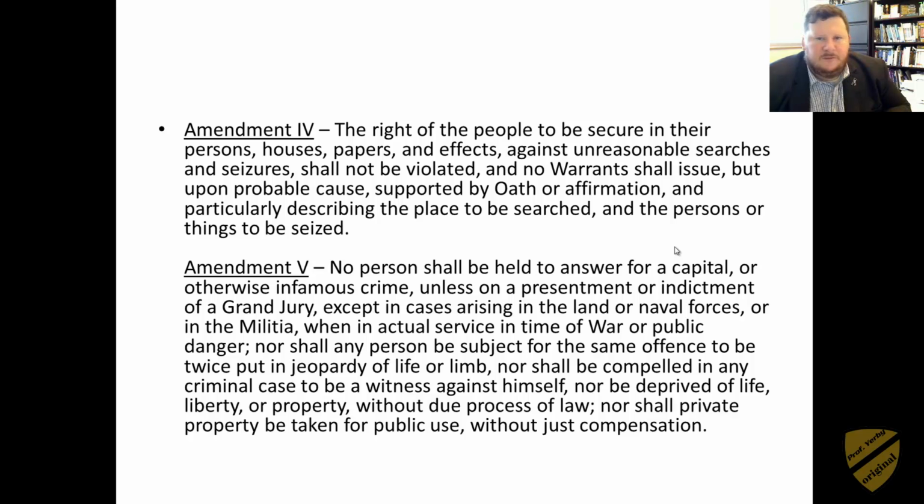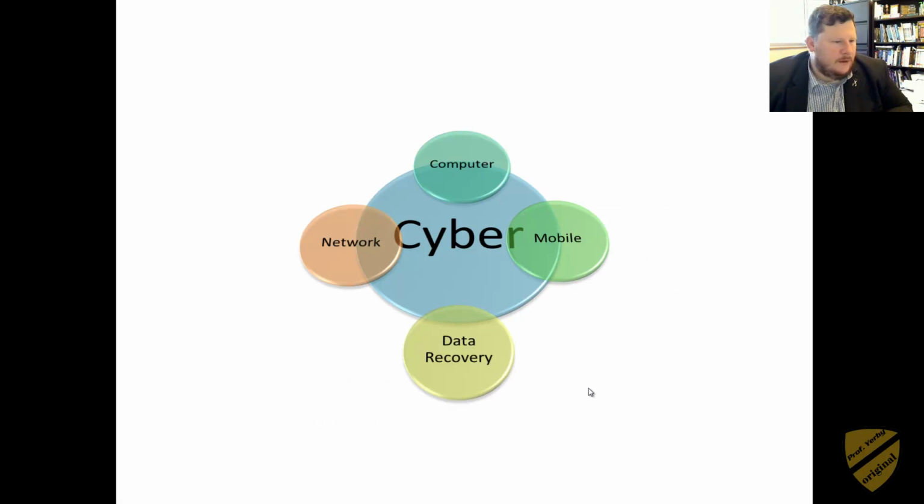Amendment 5, this one is relevant because although a person does not have to indict themselves, their devices can indict them if you have the information. So the person is not a witness against himself, but the device, the computer, the cell phone, things like that, those can be used. So it's important to understand those two amendments specifically. All right, and then we'll get back to this terminology that I was using here.